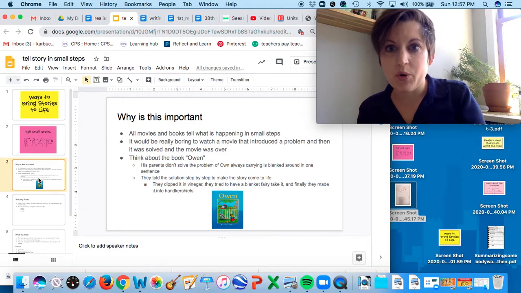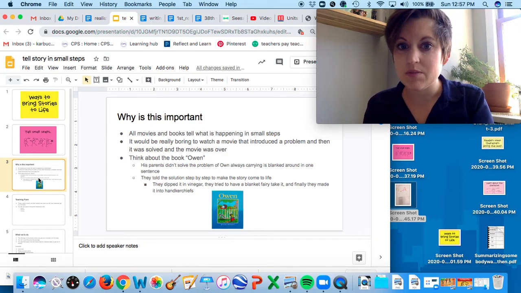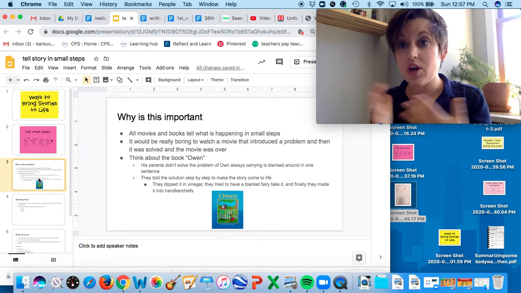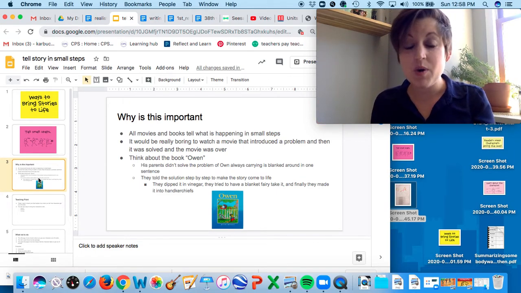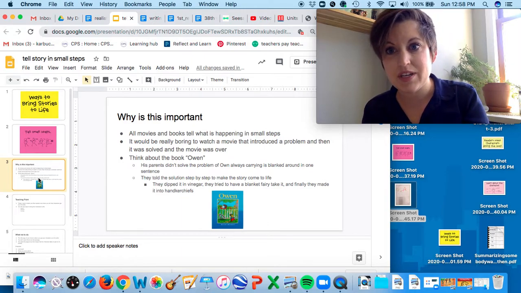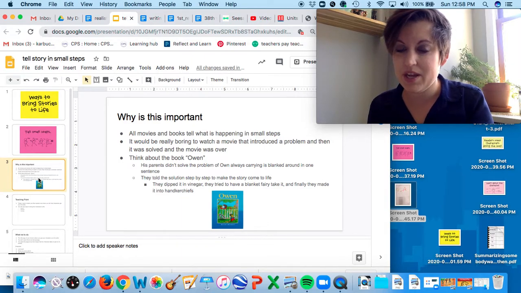So it would be really boring if you went to go watch a movie and they introduced a big problem and then all of a sudden they solved it and the movie was over and it was 5 minutes long. That wouldn't be any fun. So I want us to think back to the book by Kevin Henkes called Owen, which we read a lot in the beginning of the year.